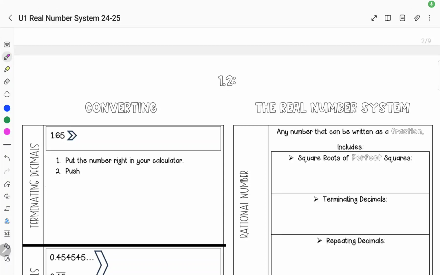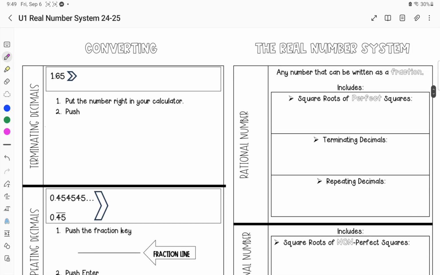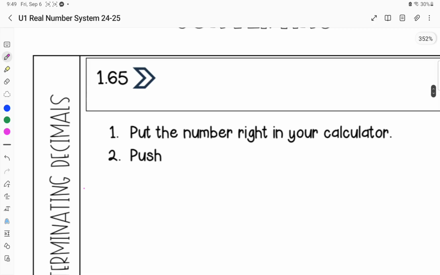Working with 1.2, which is on converting decimals, which you've done in 6th and 7th grade. We'll take it a little bit farther. And then we're also going to be looking at the real number system, which you guys did, rational versus irrational, last year. We're going to be doing the same thing, just taking it a little bit deeper into sorting it into more specific categories. So the first thing we're going to look at is when we convert a terminating decimal.